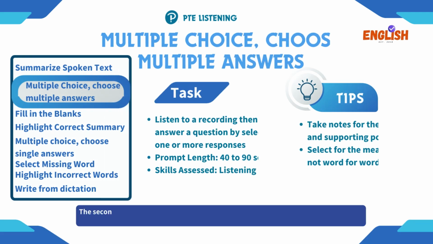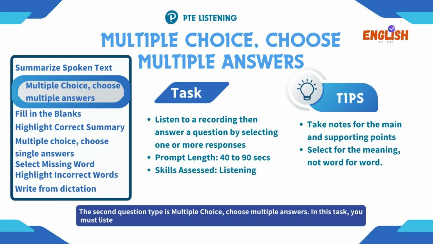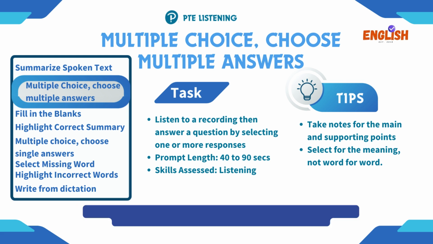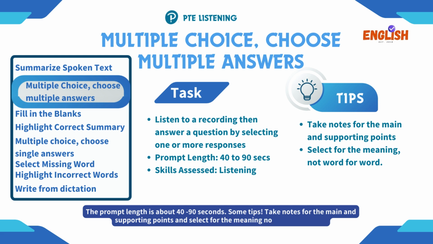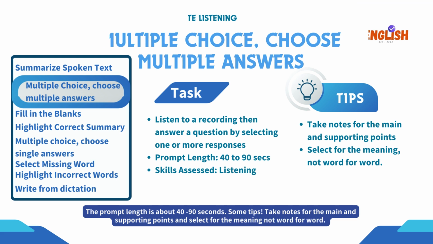The second question type is multiple choice. Choose multiple answers. In this task, you must listen to a recording then answer a question by selecting one or more responses. The prompt length is about 40 to 90 seconds. Some tips. Take notes for the main and supporting points and select for the meaning, not word for word.